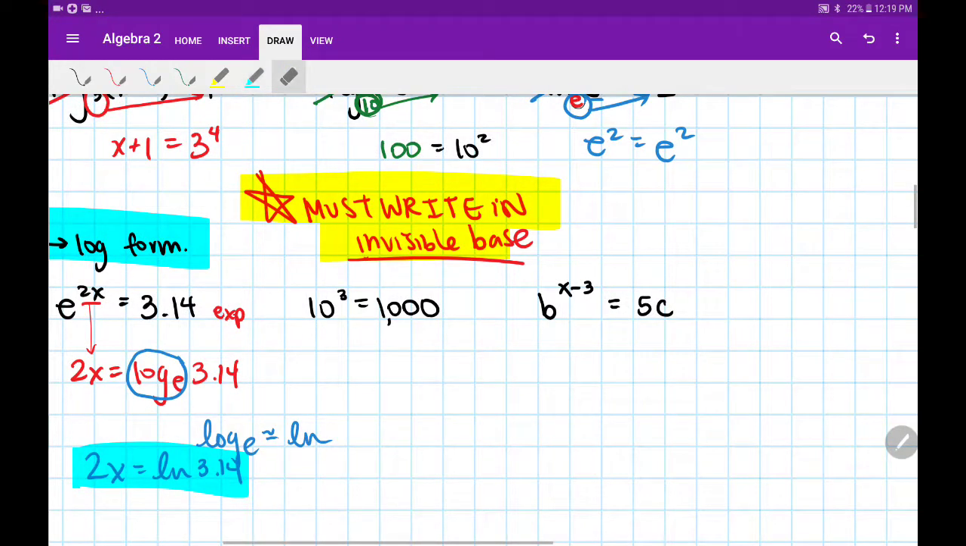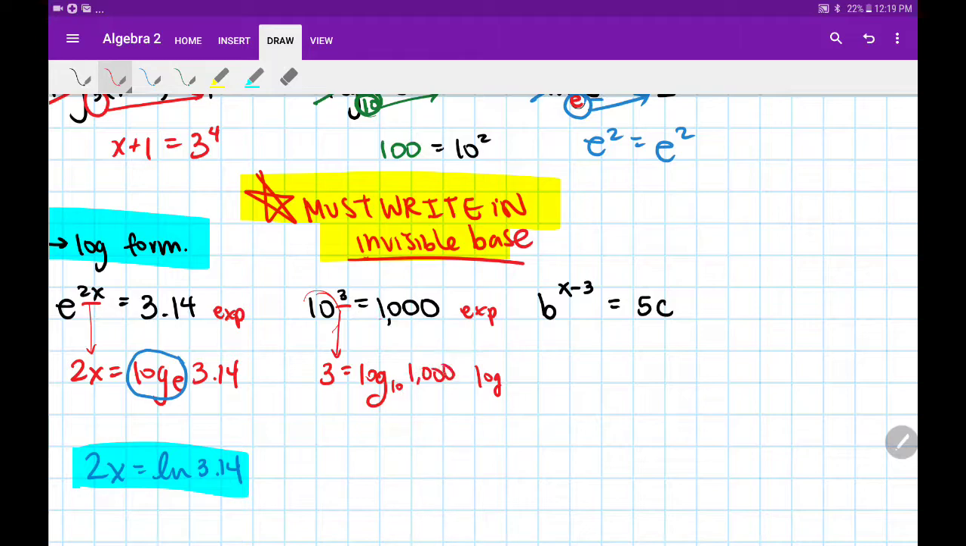Let's do another. So I'm in exponential form. I need to go to log form. So I'm going to bring down the exponent, 3 equals. Write the word log. What's our base? Our base is 10 of 1,000. Now that is a correct answer, but like we said before, when you have a log with base 10, you don't actually have to write it. It's assumed if you just write the word log. So this is equivalent. Both of these answers are correct. You could write the base 10 in or not. These are both right answers.